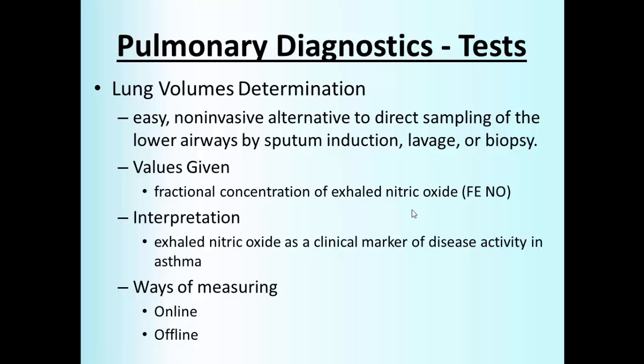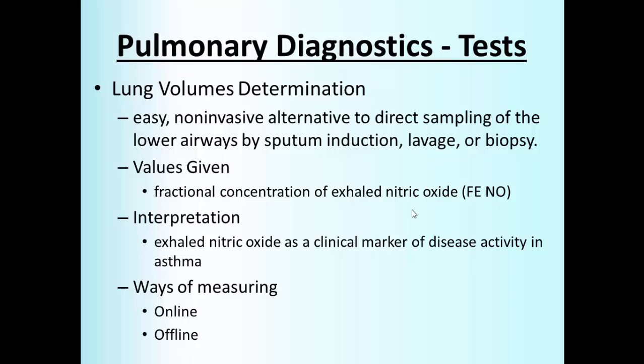And our last one, our exhaled nitric oxide determination, which is an easy, non-invasive alternative to direct sampling of the lower airway by sputum induction, lavage, or biopsy. The values given are in a fractional concentration of exhaled nitric oxide, and they're interpreted by exhaled nitric oxide as a clinical marker of the disease activity, particularly in asthma.